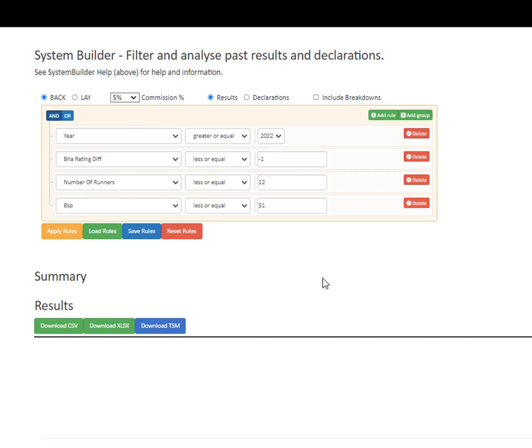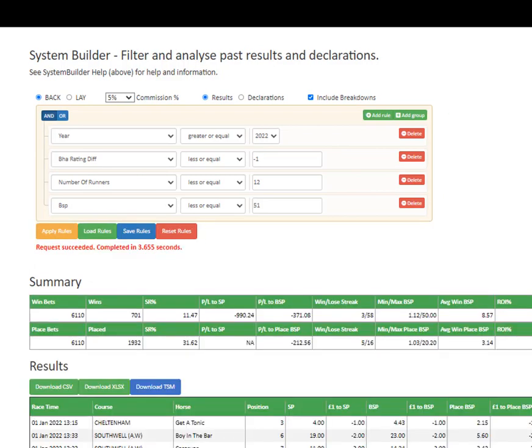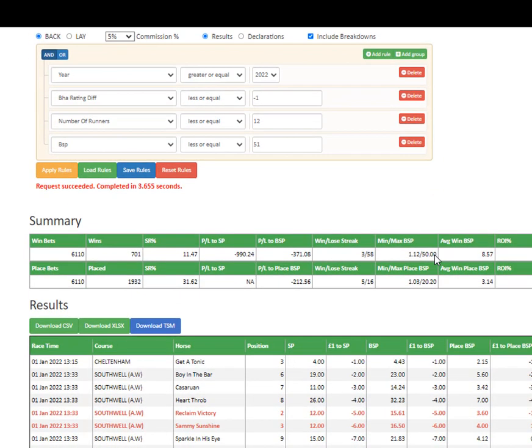Okay, so these are the 4 rules I'm going to start with, and then we're going to tick the include breakdowns box so that we can see other parts of the system and how we can improve what we've got. So let's click apply rules. Okay, so here we have the rules.